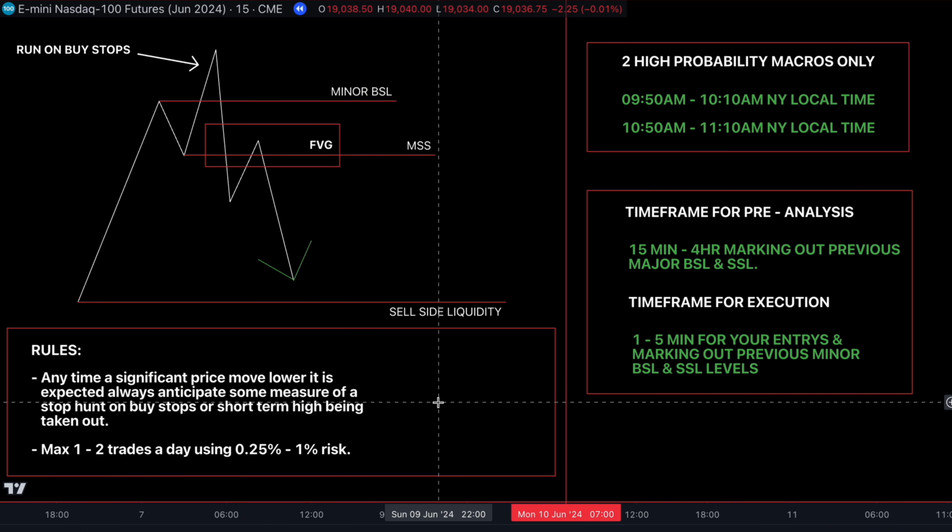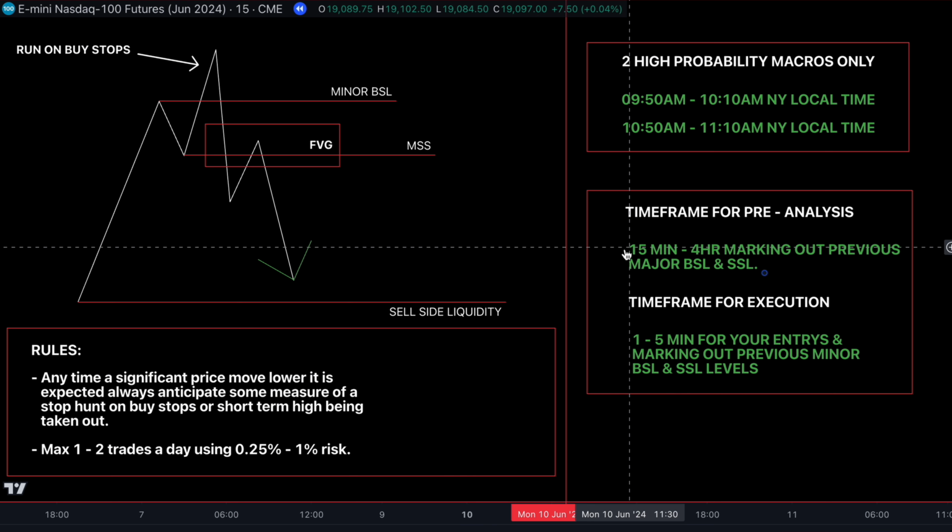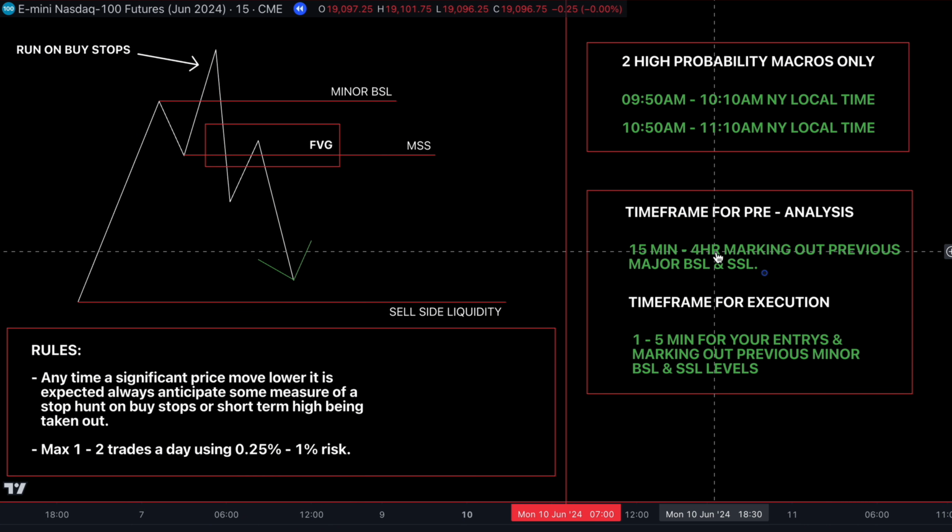So around 9 AM or 8:30 AM, prior to the market opening, you want to mark out the key and major buy side and sell side liquidity levels using the 15-minute all the way to the 4-hour time frame. So start on the higher time frame, around the 4-hour, and mark out the obvious highs and lows. Lows, sell side liquidity; highs, buy side liquidity.